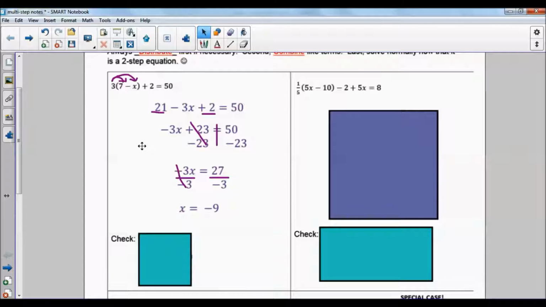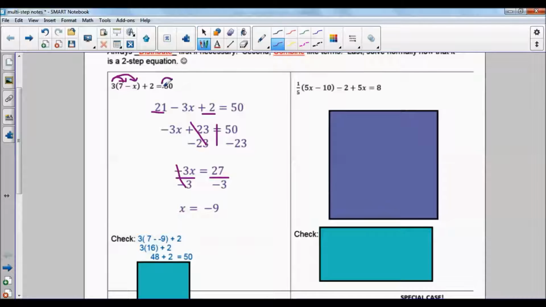So if we're checking this, we would take our original thing that we had and plug in the negative 9. So we take this side of the equation, so we had 3 parentheses, 7 minus, because there's a minus in there, negative 9, which is our answer, plus 2. So then using order of operations, we're going to solve inside the parenthesis first. So 7 minus negative 9 is positive 16. So then 3 times 16 is 48. And then 48 plus 2 gives us 50, which is exactly what we were looking for, right?